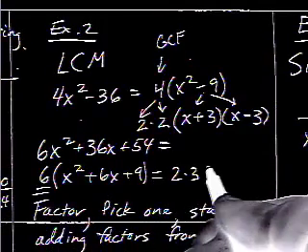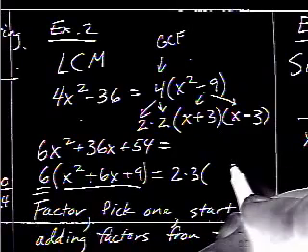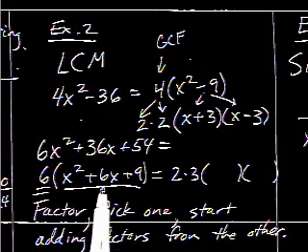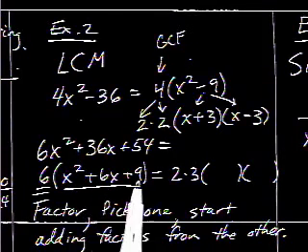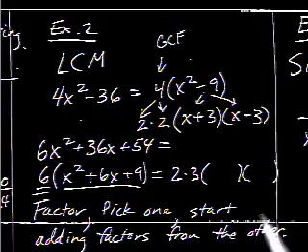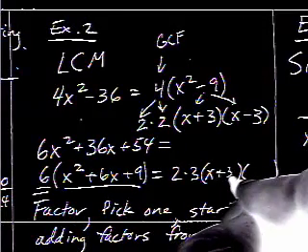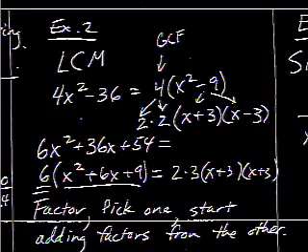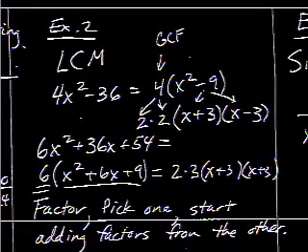6 breaks down into 2 times 3, and this can be broken down into 2 sets of parentheses there. It happens to be a nice perfect square. So things that multiply together to give me 9 that add up to 6 are plus 3 and plus 3. Now, in order to actually find the least common multiple between these two things, we need to follow these steps.